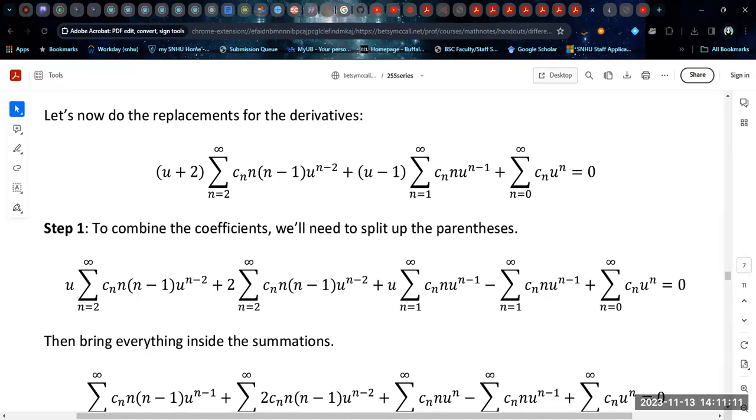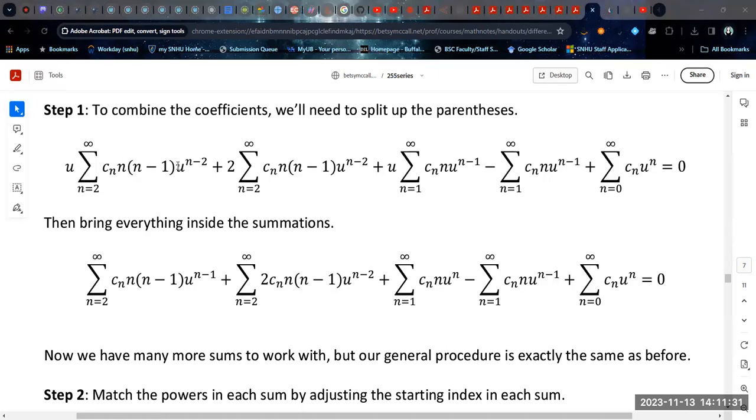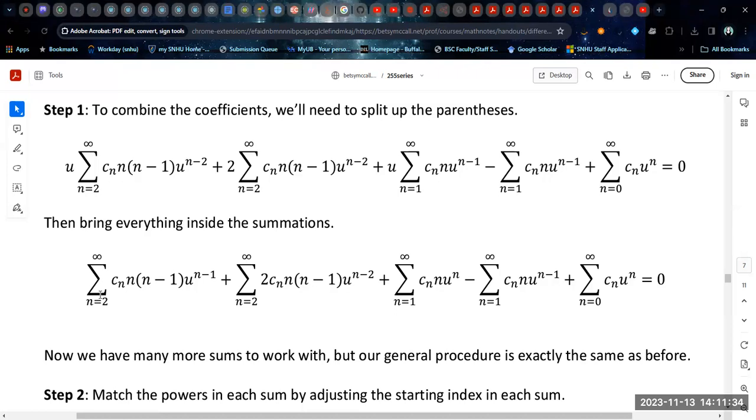Now we go through the same steps that we went through in the previous one. We want to combine the coefficients. So we need to split up the parentheses and then add our coefficients into the functions. Now we have to do the u's and the constant separately. So that's why I've split these up here. And then when I bring this u in, I get u to the n minus 1. This 2 comes in, but it doesn't change the power. This u comes in and changes the power. This minus 1 doesn't really do anything. And then again, that one doesn't change because it wasn't multiplied by anything.